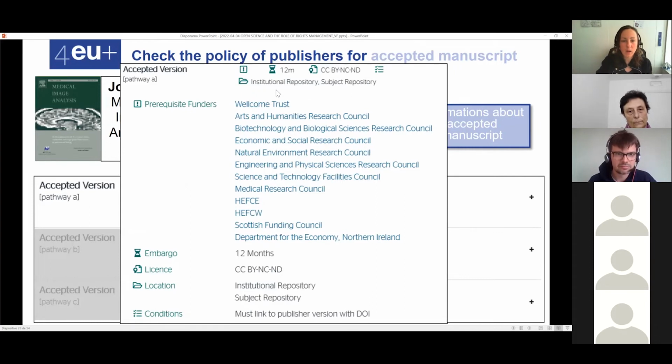This means that you can do some sharing, but you have to be funded by a funder in this list. You have prerequisite funders. If you are funded by one of these academic research funders, you can share your postprint with a 12-month embargo for this journal. You have to add a specific license, Rasmus will show you, and you can share, but only in an institutional repository or subject repository. And you have some conditions to follow.